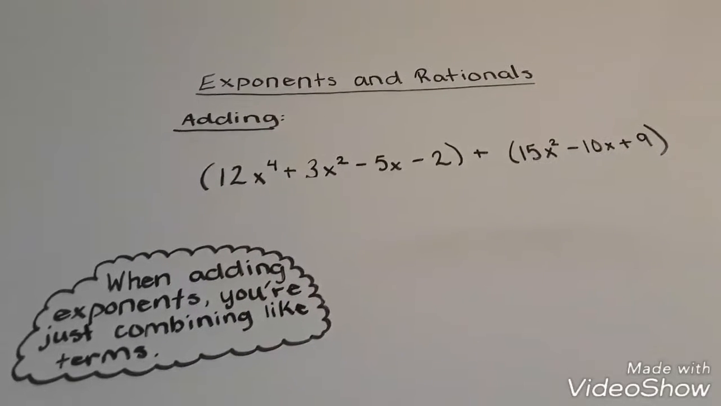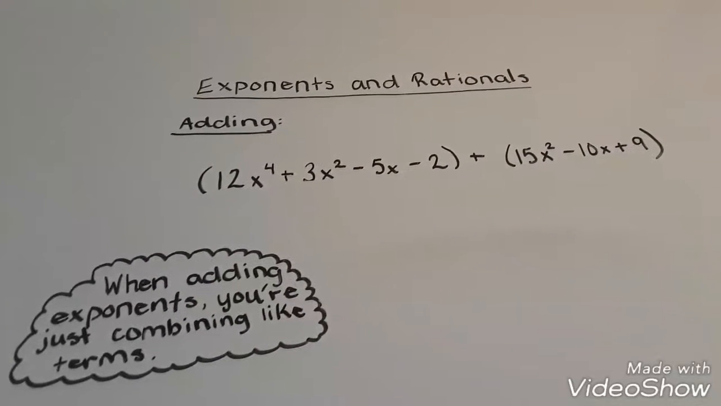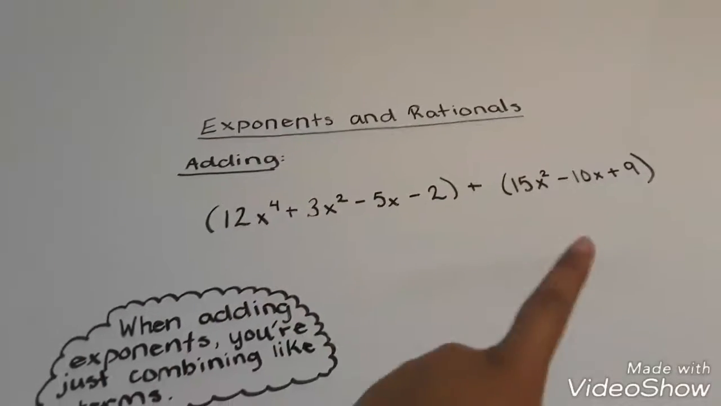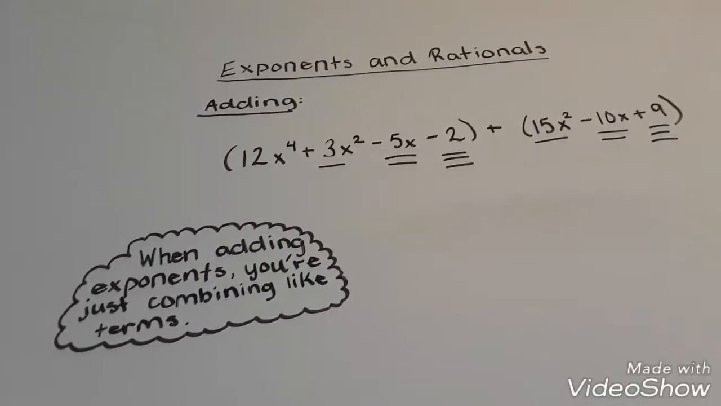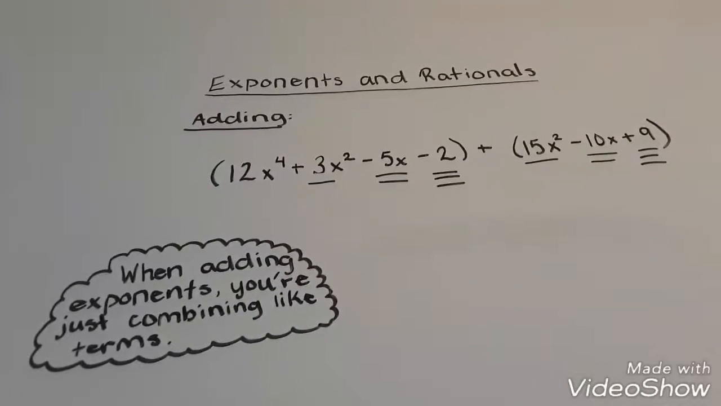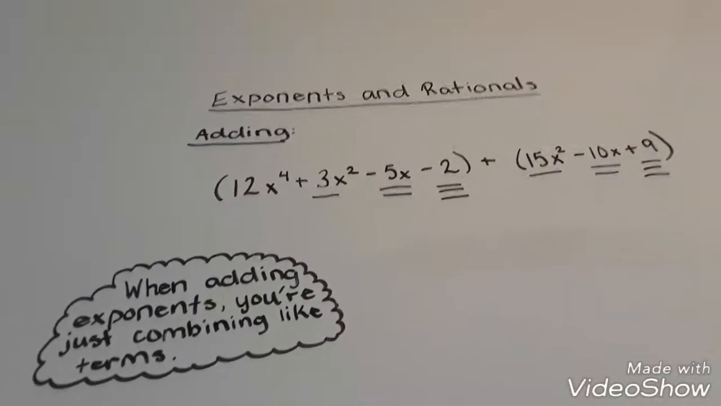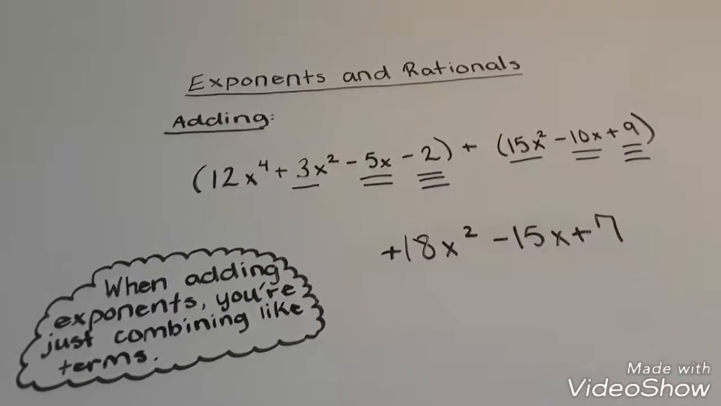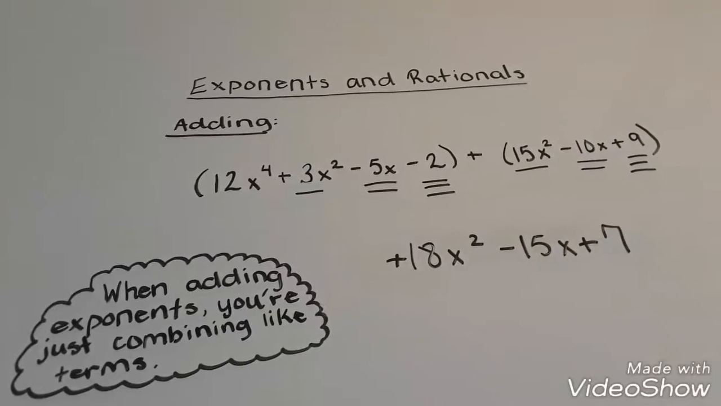When you're adding exponents, you're combining like terms. Using this, we're going to find the terms that are alike in this equation. As you can see here, I have drawn a line under the ones that are alike. Now I'm just going to combine these terms. After combining the like terms, I got 18x squared minus 15x plus 7.